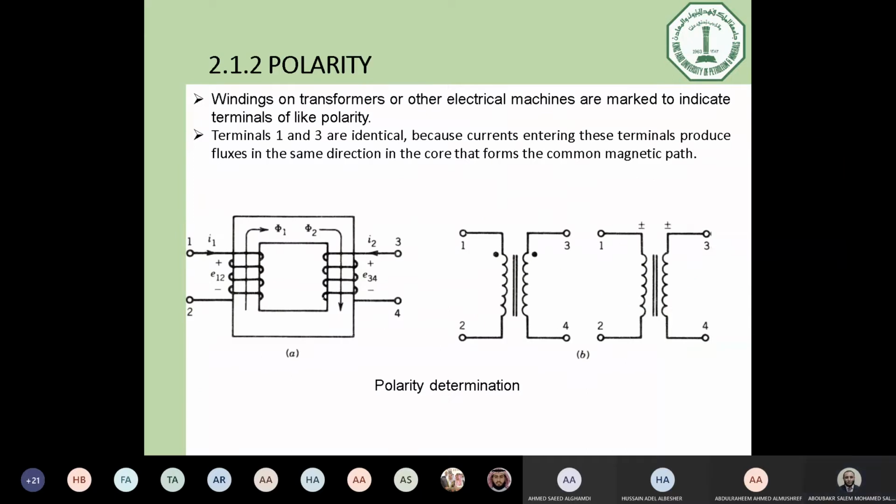Now, you know the flux direction in the core depends on the way you make the winding around the core. If you wound the core in one direction, you will have a certain direction for flux. However, if you reverse the direction of winding, the flux will be reversed.